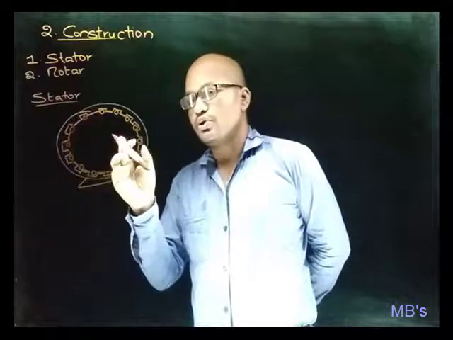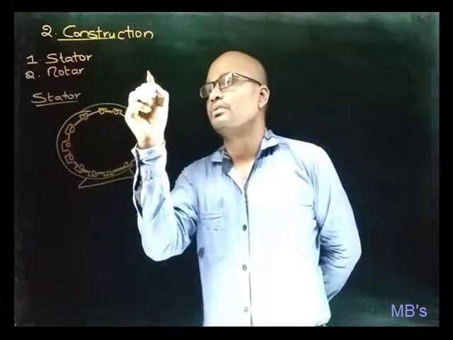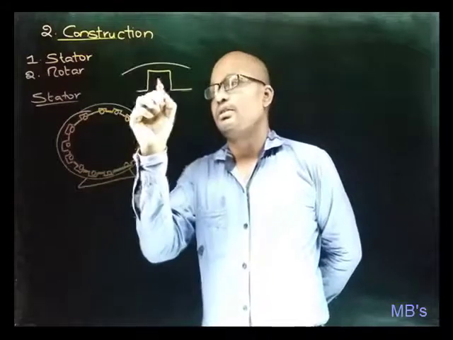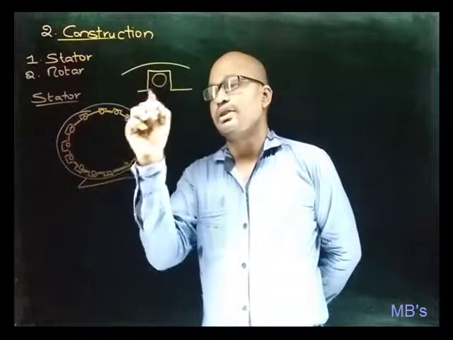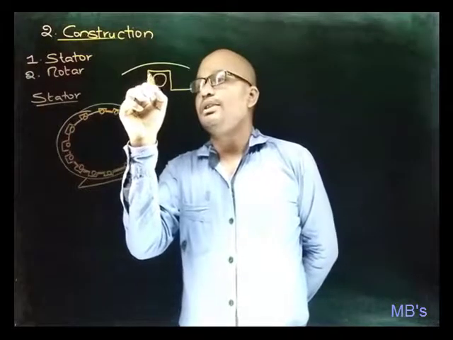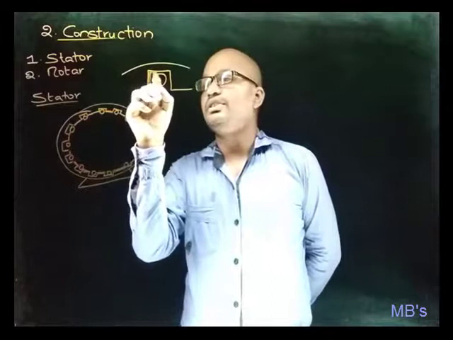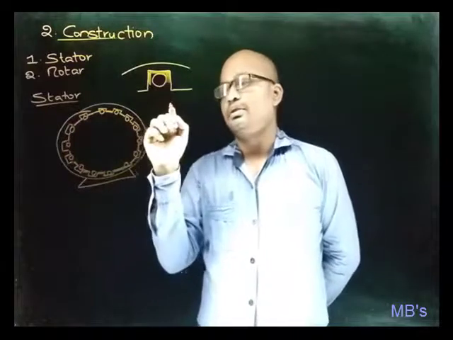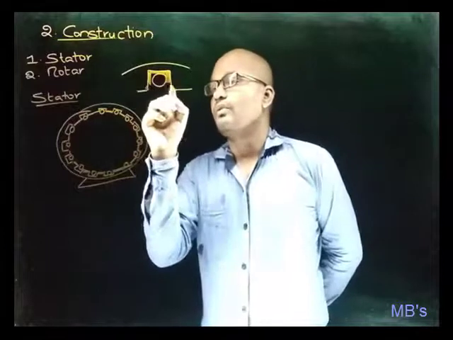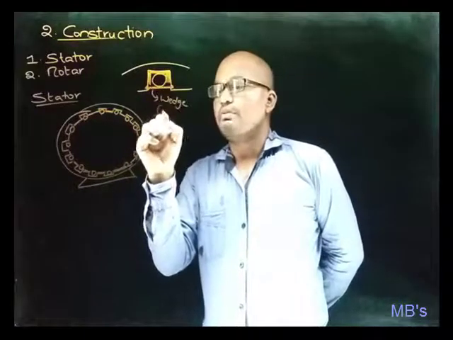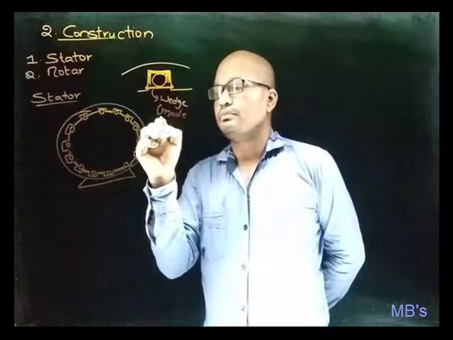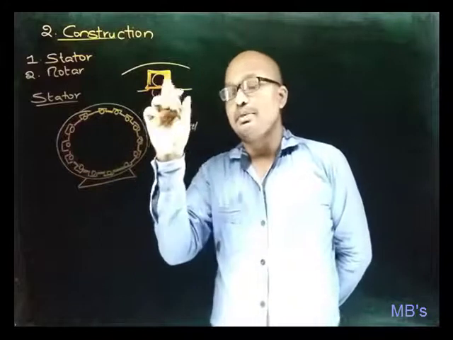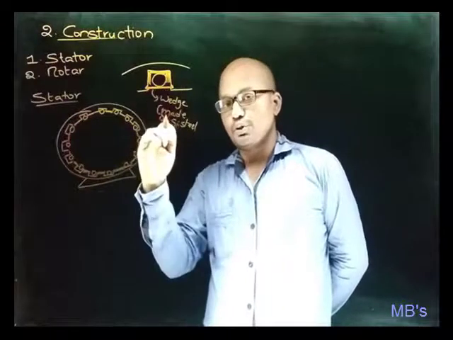And now let's have a close look at the stator slot. Let us suppose this is the stator slot and this be the conductor placed in the slot, okay, and there will be insulation present between the stator slot and the conductor, and there will be one wedge made up of silicon steel, and this wedge is used for making the conductor not to slip from its position.